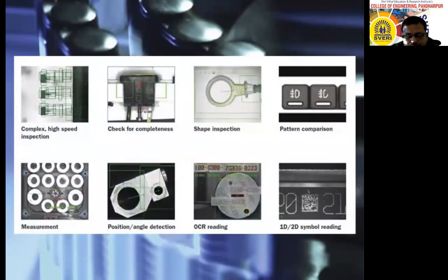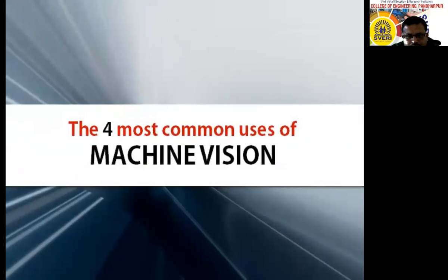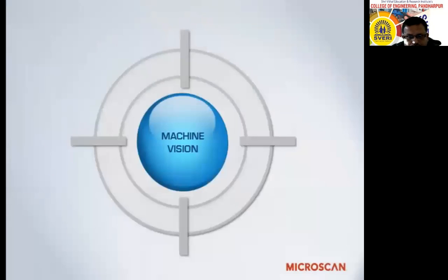Let's talk about some of the most common applications of machine vision. As it has developed, machine vision's applications have grown into 4 basic functions: measurement, counting, location, and decoding.